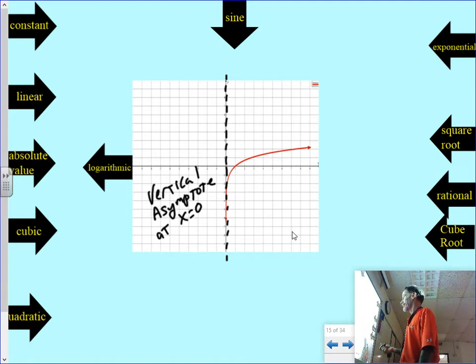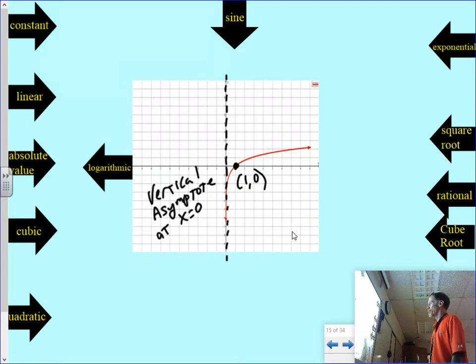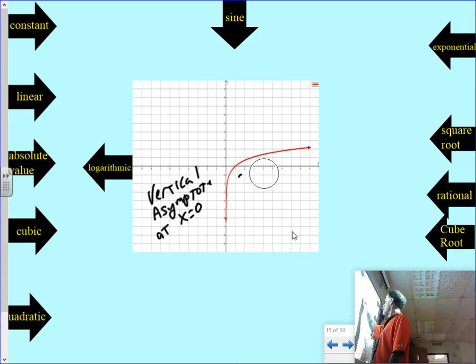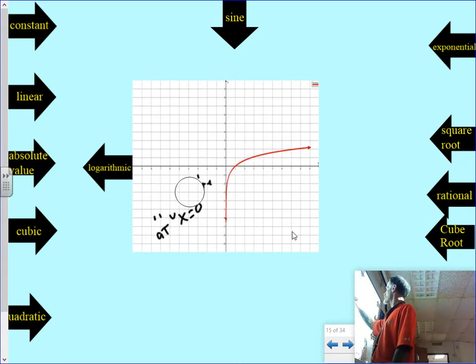And similar thing, notice this has no y-intercept, but it does have an x-intercept. So it has an x-intercept here at 1, 0. Okay, and again, that's for the logarithmic function or ln, either one. So you definitely want to know those two things about the log function. And the only other one I really want to talk about is the rational function.